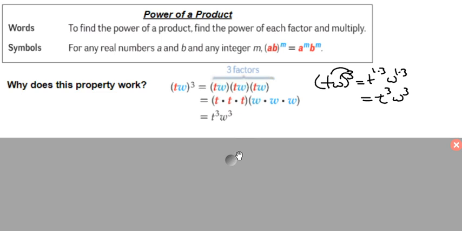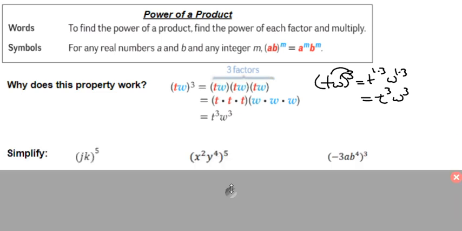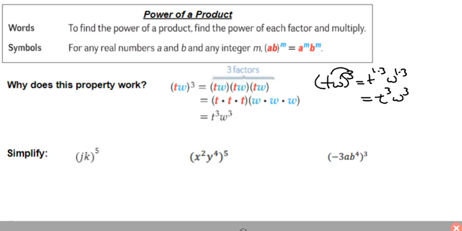The big thing is just understanding that the exponent applies to any of the individual terms in the parentheses. So now, like this one, we're going to apply this 5 to the j and to the k. That's going to give me j to the 5th, k to the 5th. We're going to do the same thing here. We apply the 5 to that, so that's going to give me x to the 10th. And then I apply the 5 to this, multiply it by that, and you get y to the 20th.